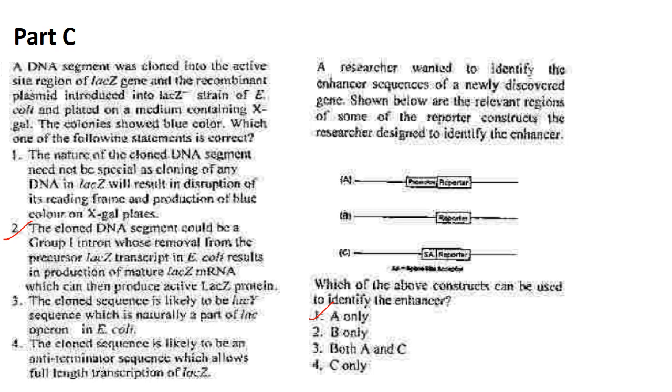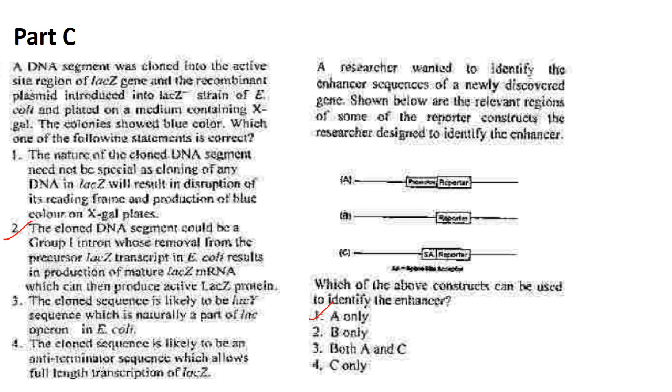The cloned sequence is likely to be LAC-Y sequence. That is also not correct. Then the cloned sequence is likely to be an anti-terminator sequence which allows full-length transcription of LAC-Z. That is also not correct. So the answer here is option 2.